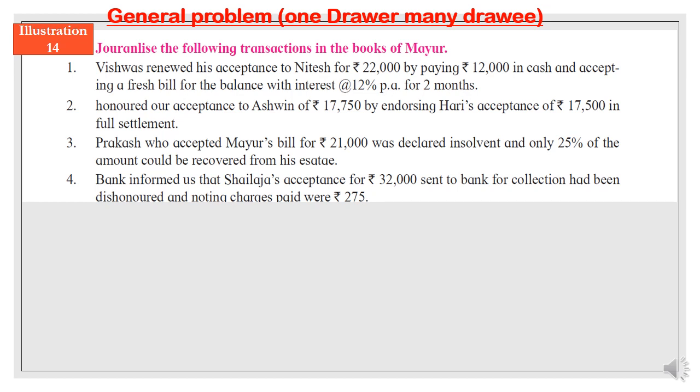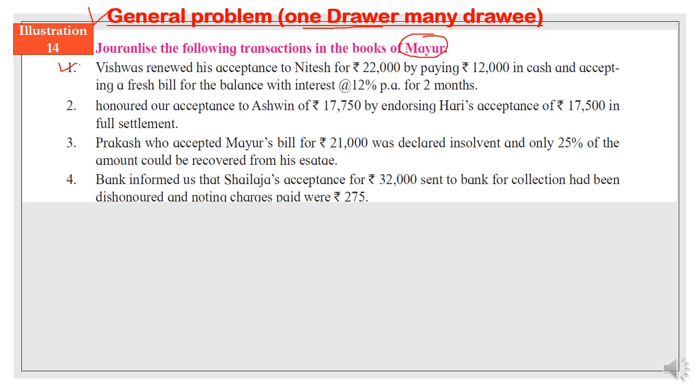So students, read this first. Let's read this first transaction. See, you can identify the journal problem by this method. The problem in which numbering for the transactions is given, that problem will be the journal problem. So you have to keep this in your mind, that in that kind of problem there will be one drawer and many drawees. So who is the drawer for this problem? Mayur, students. It is already given at the top. So you just have to pass the journal entry for the following transactions.